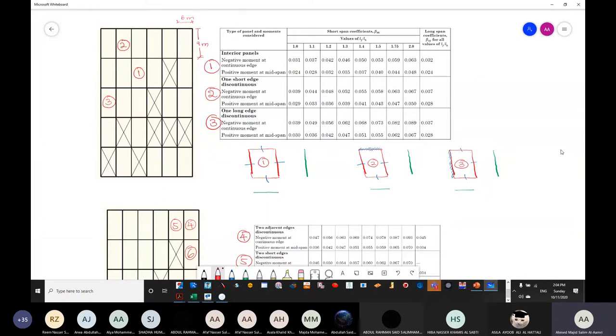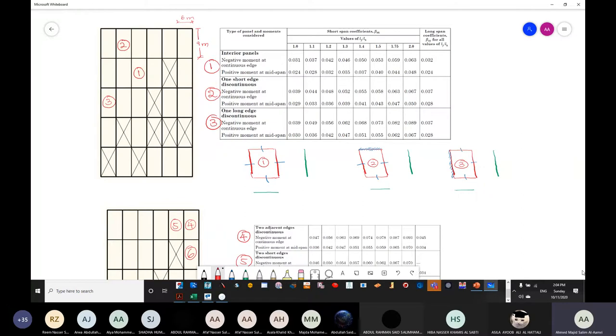Now, whatever I have tried to do, I have tried to take the different cases. There were 9 cases. The first case is an interior panel, and we say the interior panel is a slab where it's connected from all sides. It's connected by slabs from all the sides.